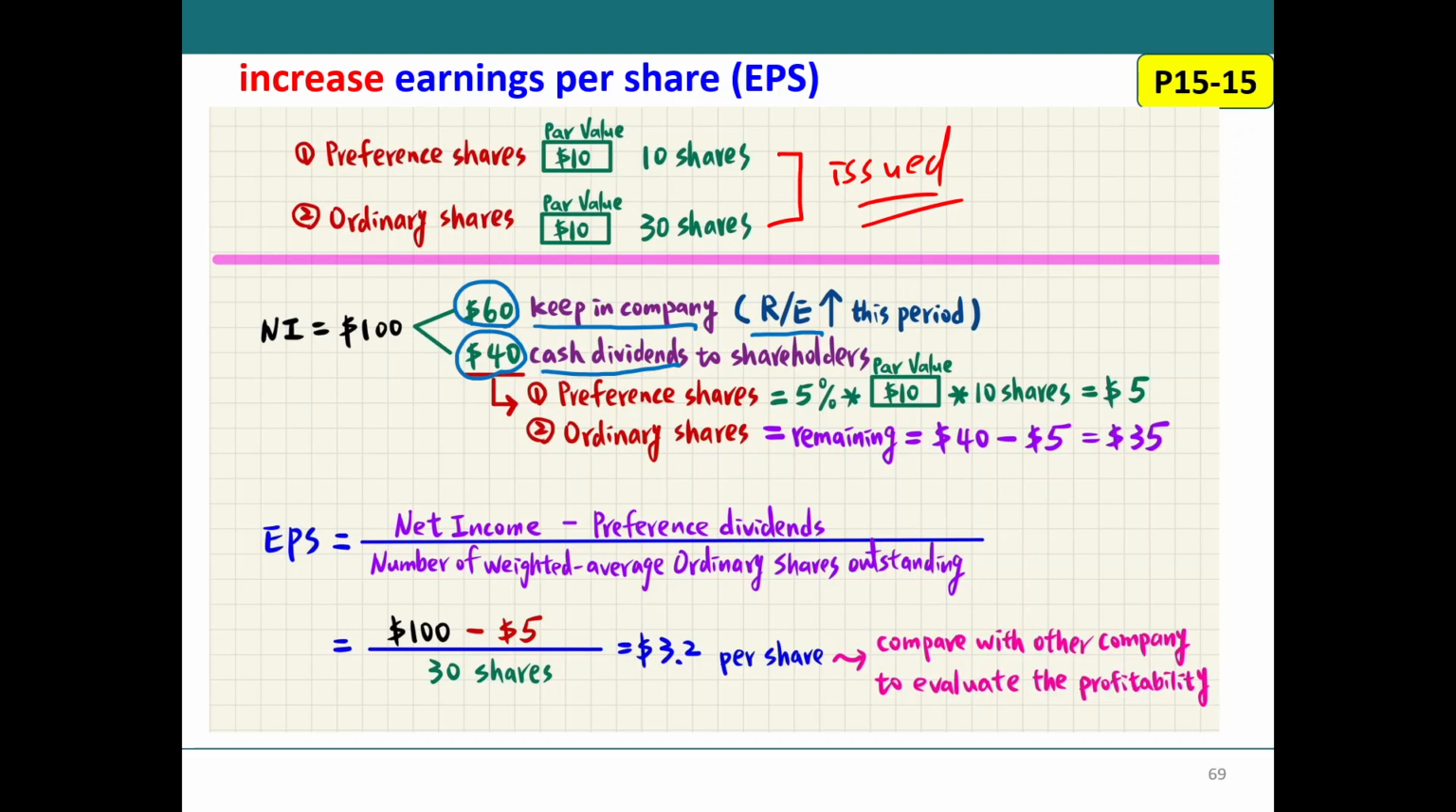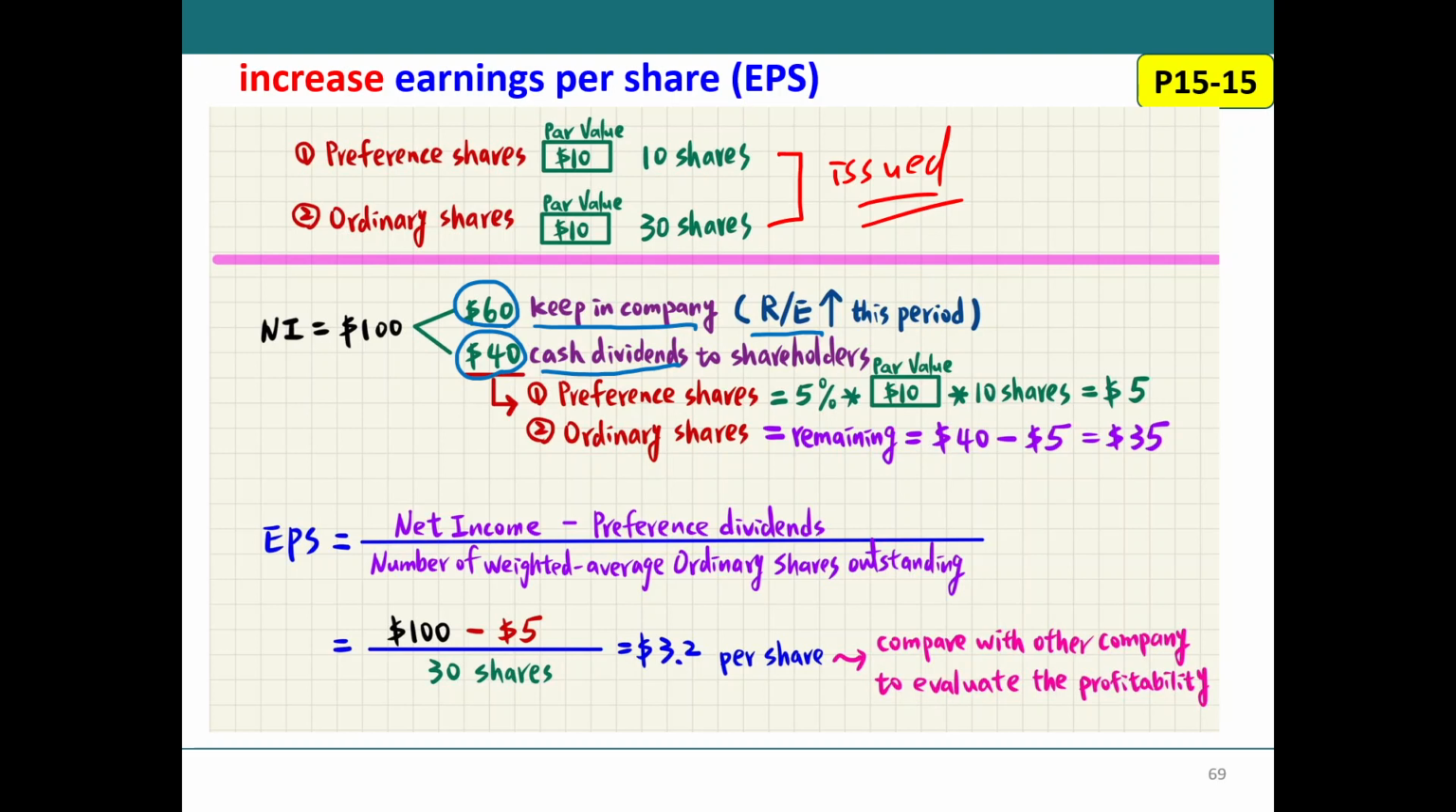But don't forget, the $40 dividends, you should pay to whom first? Preference shareholders. How much? Don't forget, they get a fixed amount, right? So it should be 5% times par value times how many shares? 10 shares. So 5% times $10 par value times 10 shares, you should give $5 to preference shareholders. Ordinary shareholders get the remaining: $40 minus $5, so only $35. Okay? Any questions so far?